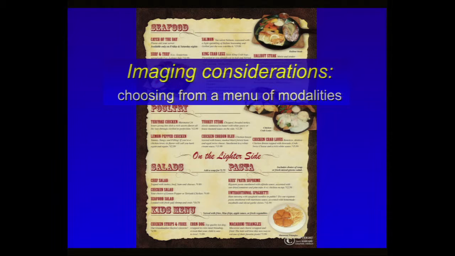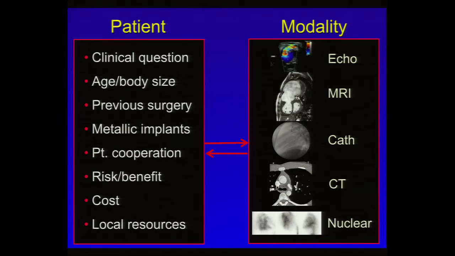So now we're getting into the clinical realm, and what we have here is a choice from a menu of diagnostic modalities. We have on the right side here the various modalities, including echocardiography, magnetic resonance imaging, invasive catheterization, CT, and nuclear techniques. That's on one side. On the left side, there's the patient. And we have to consider the specific circumstance of the individual patient when it comes to tailoring the most appropriate imaging modality.